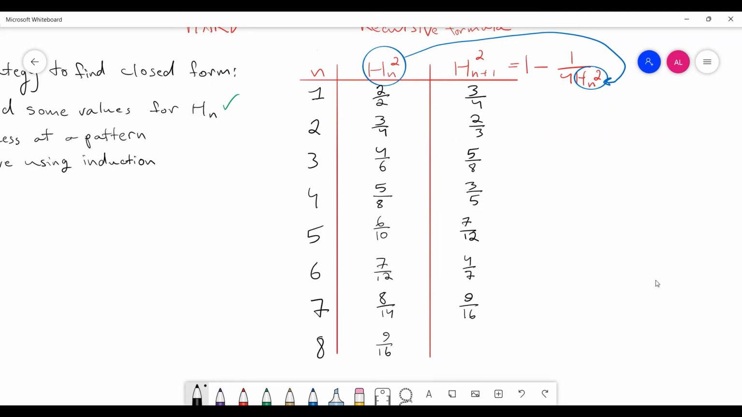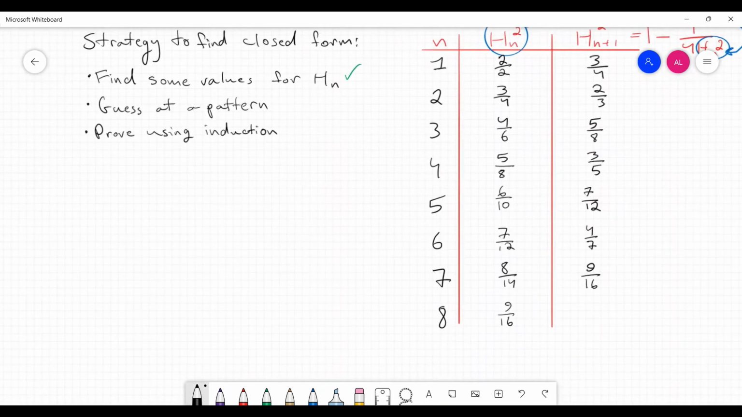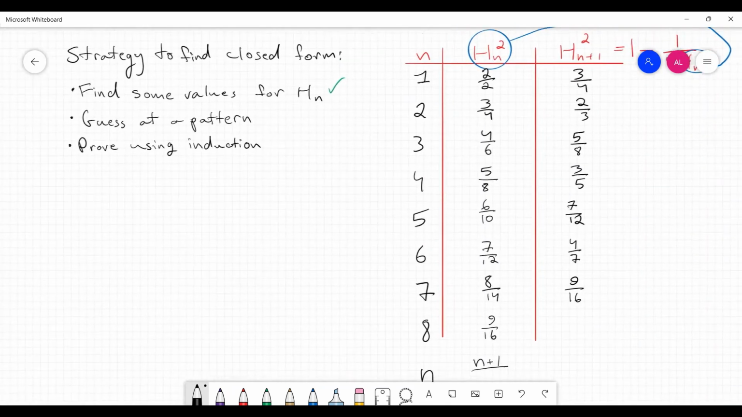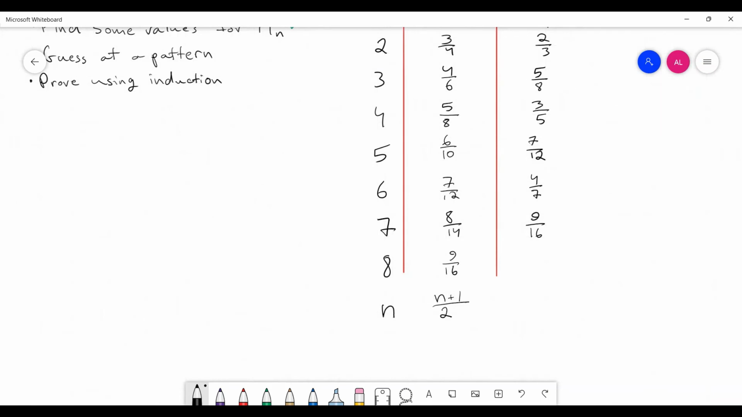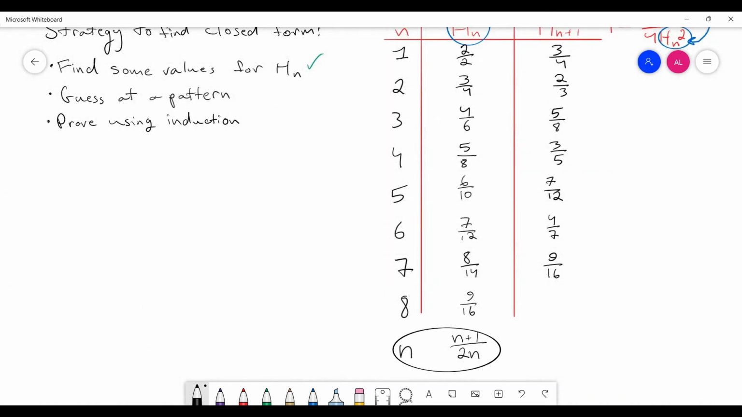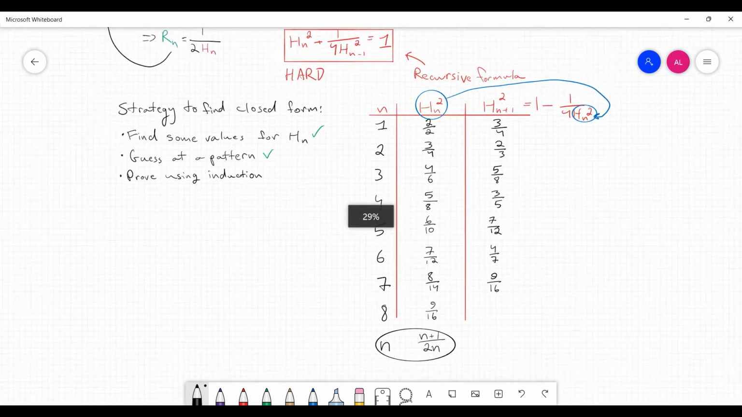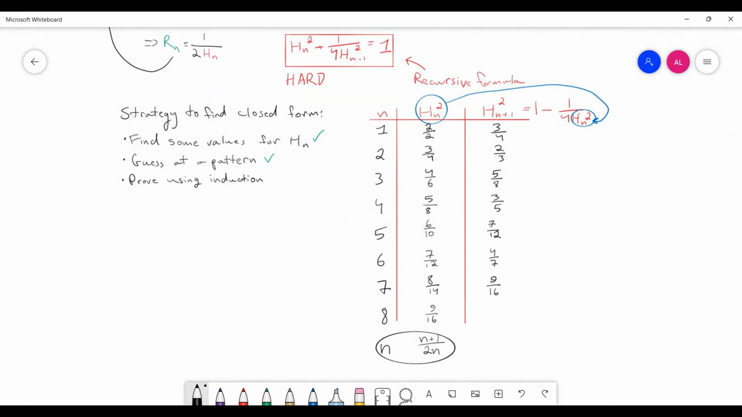The numerator is just one more than n. And then the denominator is 2, 4, 6, 8, 10, 12, 14, 16, right? Once again, very straightforward pattern. That's just 2 times the dimension. So what we're going to guess is that for an arbitrary n-simplex, the height squared is (n+1)/(2n). This is a very straightforward pattern. So now we guess that h_n is equal to the square root of (n+1)/(2n). And now our job is to prove this using induction.